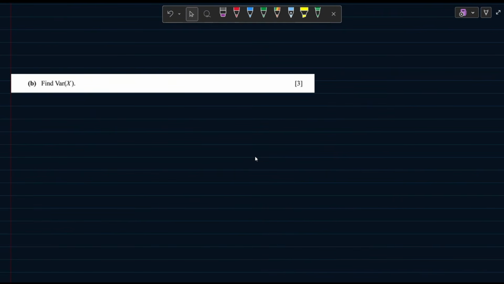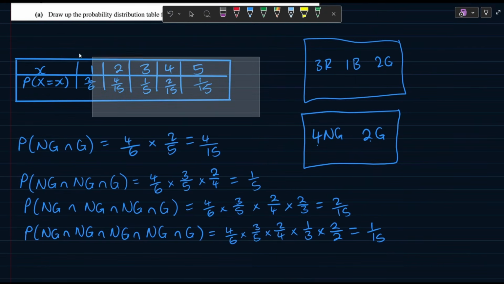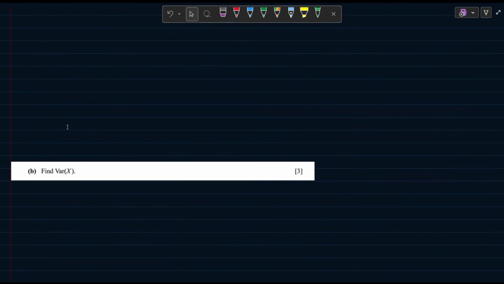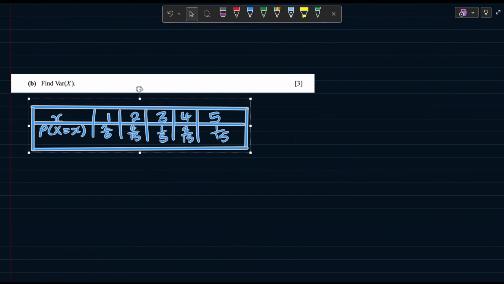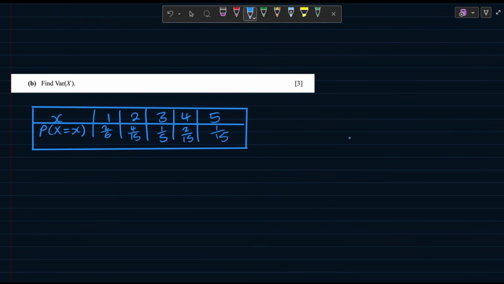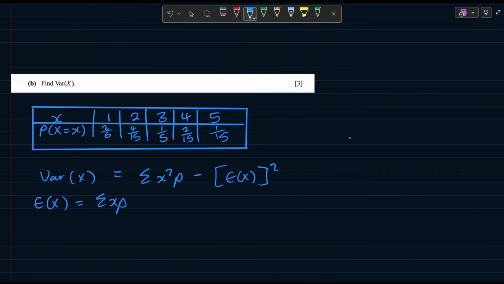That's part A. And then part B is find the variance of x. So to be able to do that, I need our probability distribution table. So if you go to the MF19 under discrete random variables, you find the formula for variance of x, and it should say the summation of x squared p minus your expectation of x squared. So the first thing we need to find is our expectation of x, our mean. So expectation of x, the formula for that is summation of xp.